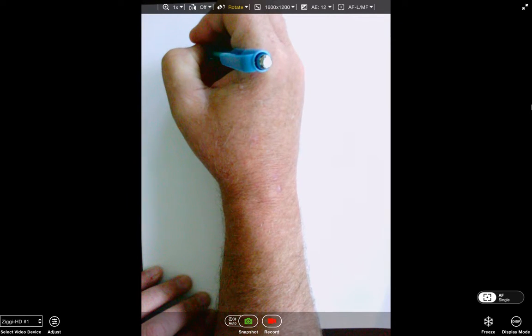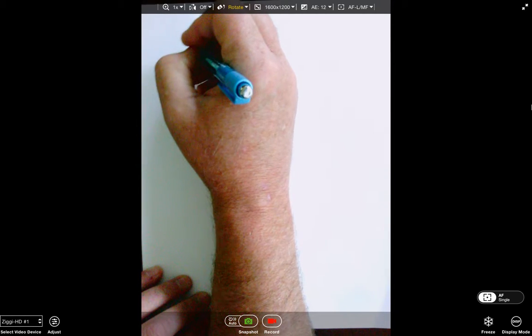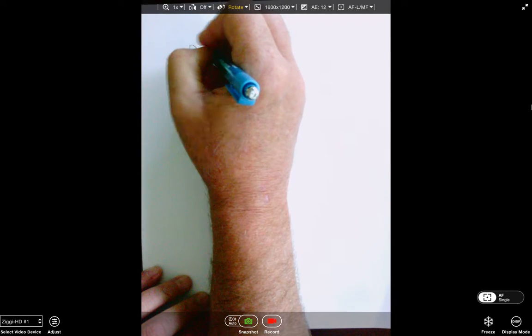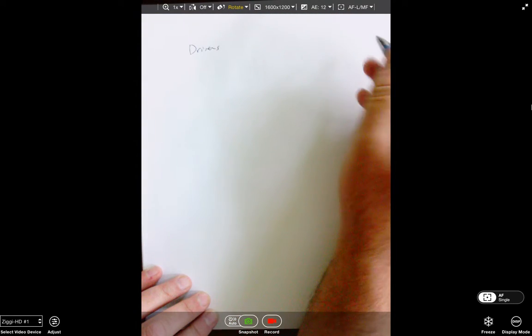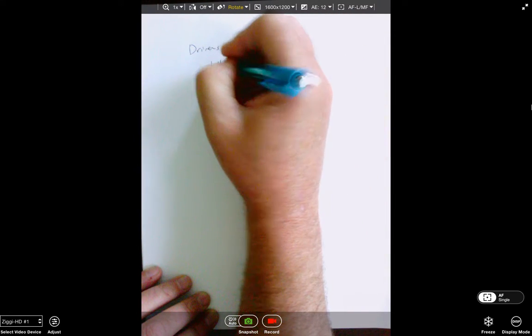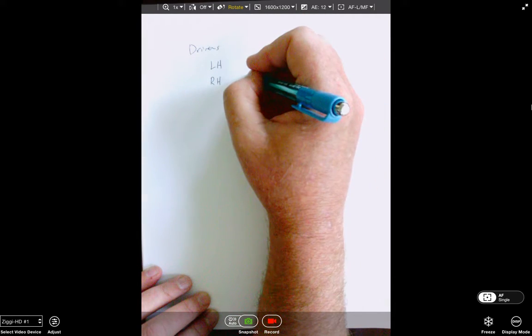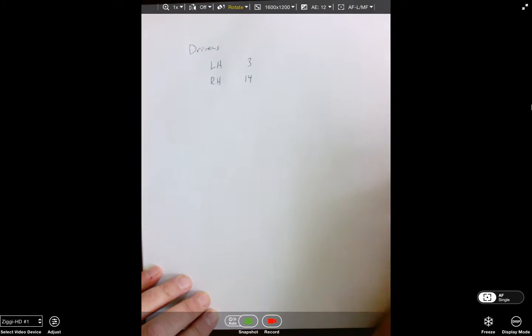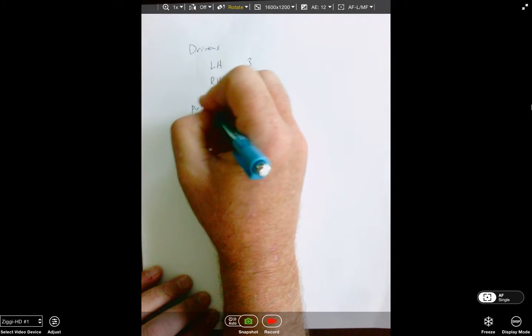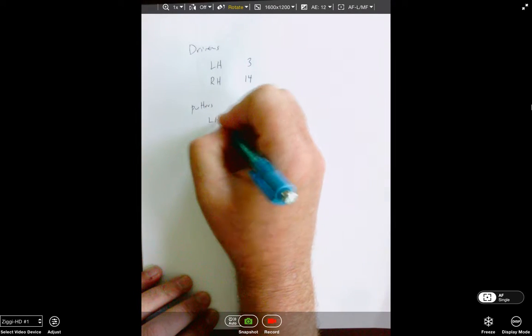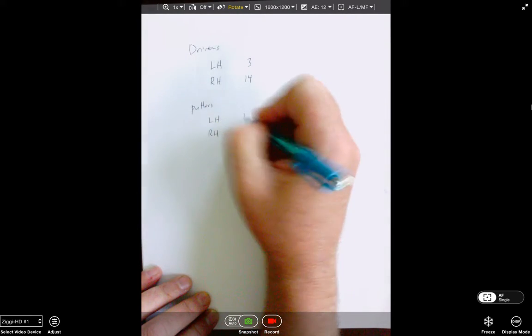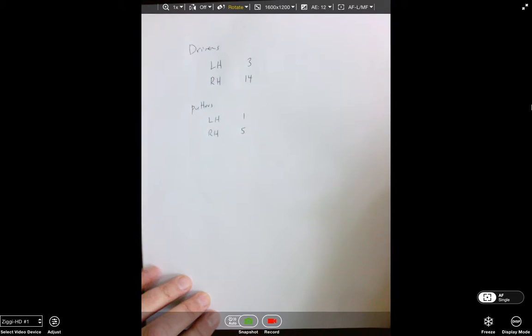Let's say that we have... I used to own a golf course, so some of the things that I do may be golf course related. So let's say that I have some drivers, and I have left-handed drivers and I have right-handed drivers. And let's say I have 3 of those in stock and 14 right-handed in stock. And then I have putters, and I have left-handed and I have right-handed. And let's say I have 1 of those and 5 right-handed putters in stock.